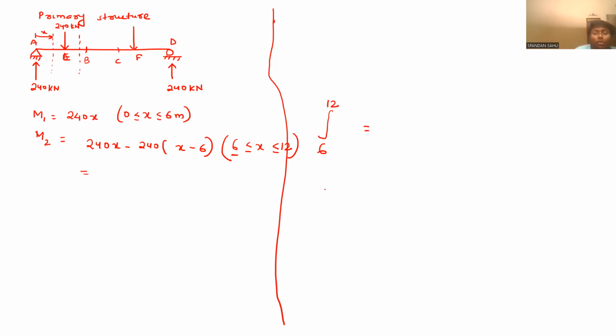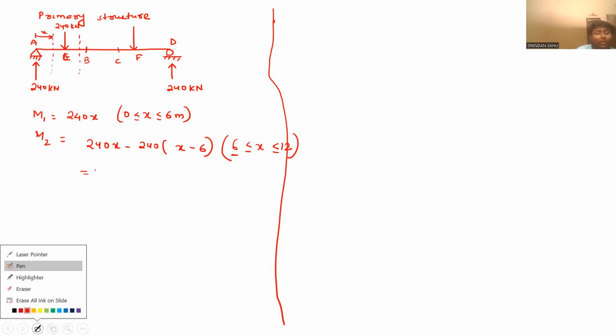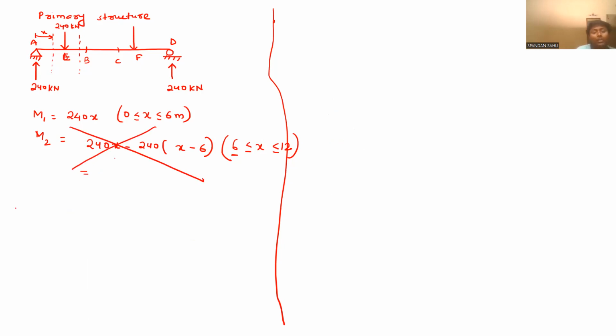Tell me, is integration of this easy, or integration of this easy if the lower limit is 0? The second one is easy if the lower limit is 0. So it's better not to write it that way. I am writing this and cutting this, so that you should know why not to write.